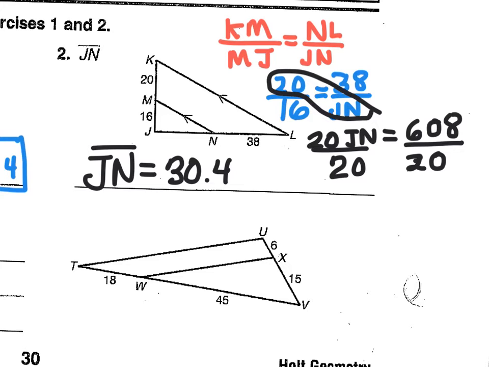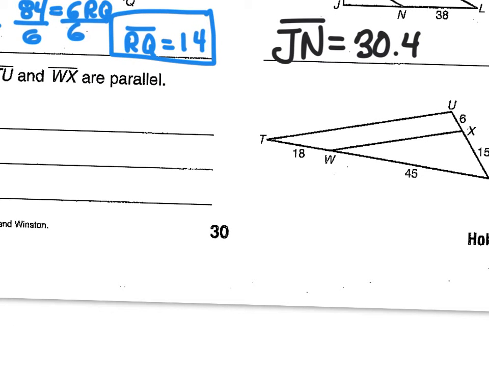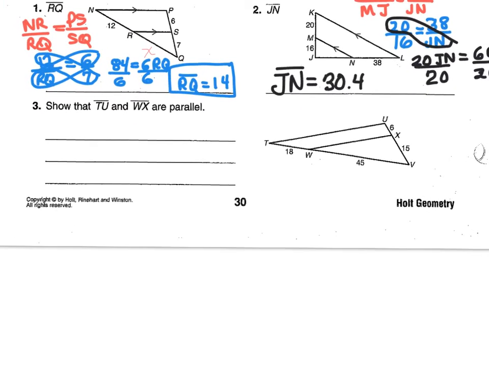Well, let's go ahead and move on now to problem number 3. In problem number 3, what they're asking us to do is to show that TU and WX are parallel. So the pieces of the sides are given. What we need to do is make sure we show that the sides are proportional, then if the sides are proportional, we can conclude that the line segments TU and WX are parallel. Okay, so let's go ahead and do that. First, we're going to set up the proportion, which is going to be 18 over 45 equals, I'm going to put a question mark here, 6 over 15.